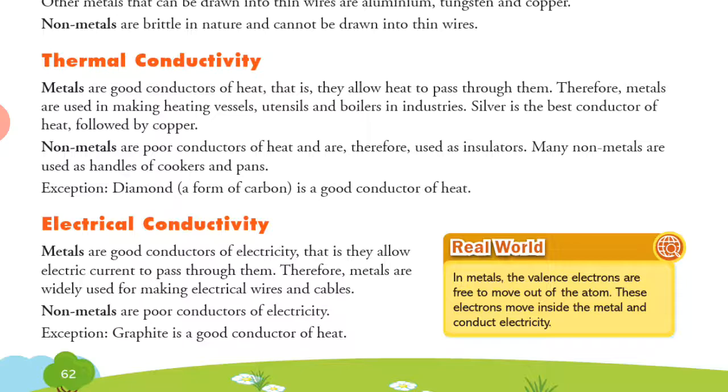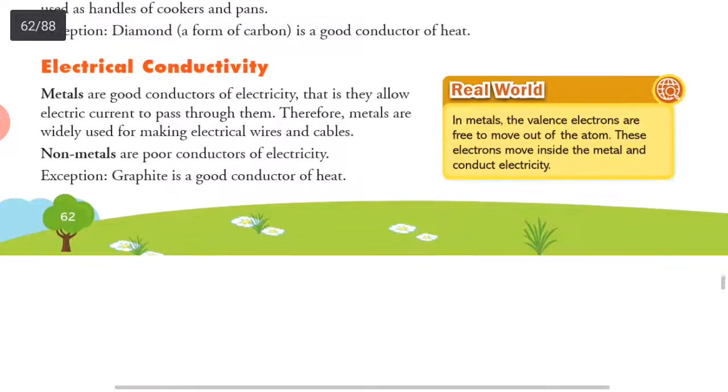Metals are good conductors of electricity as they allow the electric current to pass through them. Therefore, metals are widely used for making electrical wires and cables. Non-metals are poor conductors of electricity. Graphite is an example of a non-metal conductor, but it is an exception.